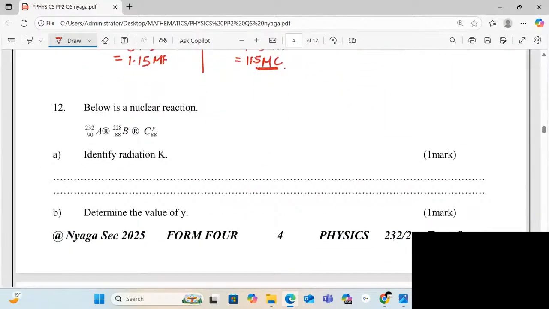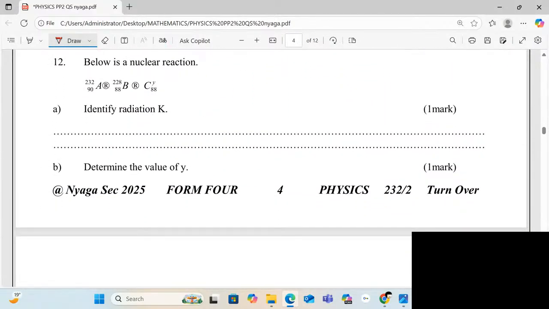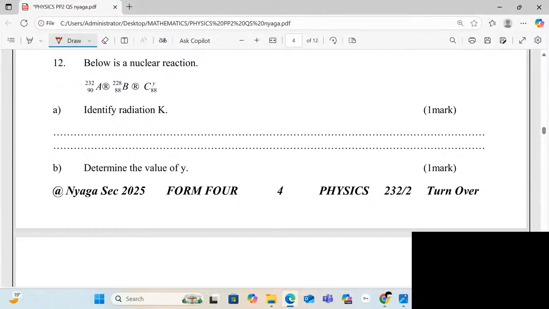We are having a nuclear reaction in question 12, where you are told below is a nuclear reaction. Let me do some changes. We can have this one as K, and then we leave this one to be R. So you are told to identify K. In short, let me try to magnify this one for you.